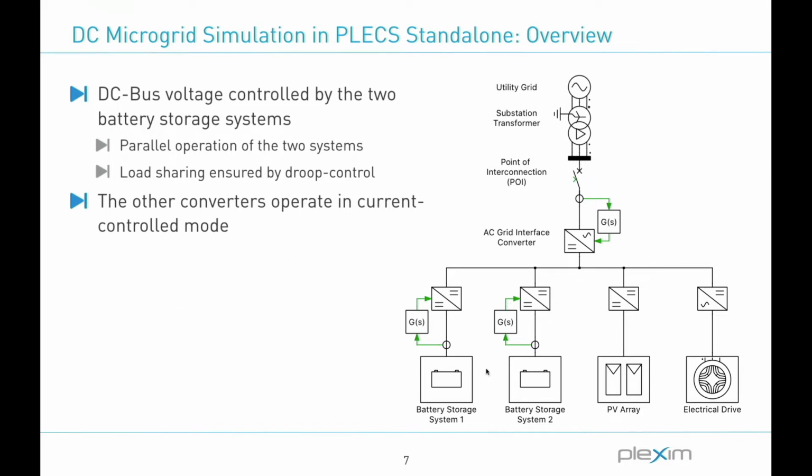If you have parallel operation, you have to ensure the load sharing among the different systems. This is achieved in our case study just by using a simple droop controller that is implemented locally in each control loop of the energy storage systems. All other conversion systems, so the grid interface converter, the producer and the load, are operated in current controlled mode. So let's open PLECS Standalone and see how this model is implemented there.